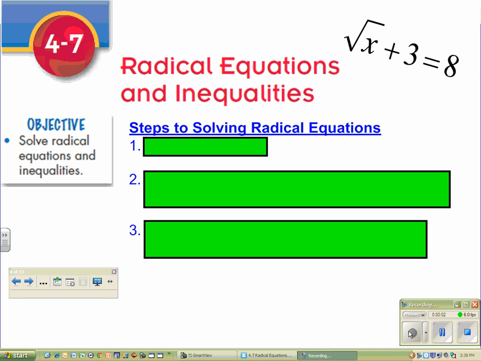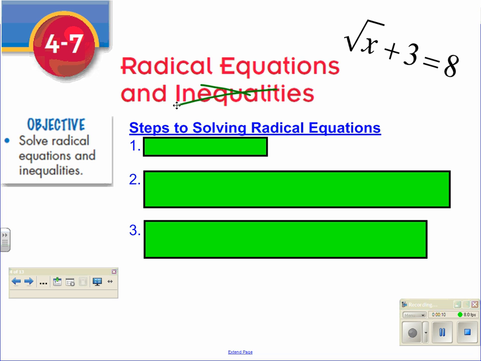Okay, here we go with lesson 4.7. This lesson is about radical equations and inequalities, except we really aren't going to deal with the inequalities. We're just going to focus on the equations. And you might ask, what is a radical equation? Well, a radical equation involves an equation that has a radical sign in it, like I've shown, square root of x plus 3 equals 8. So our objective for this lesson is basically just solving these.